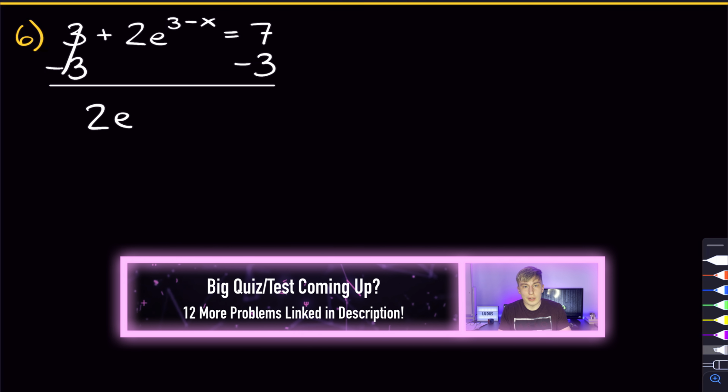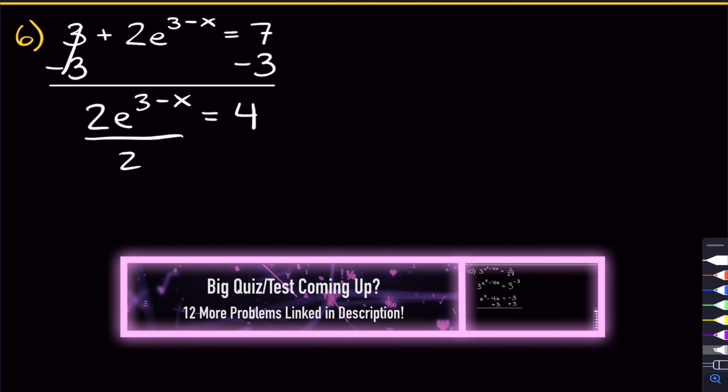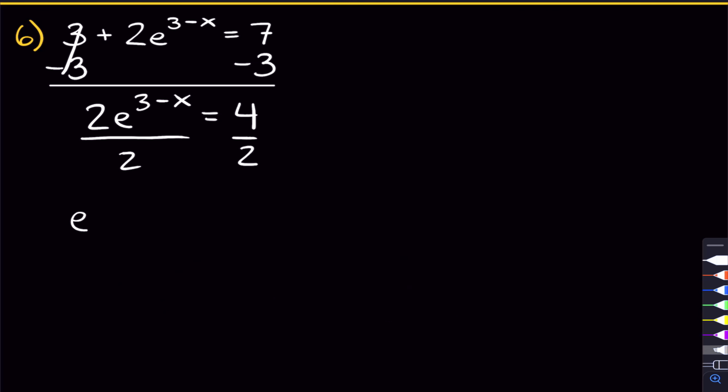And from that, we'll get 2 times e to the 3 minus x is equal to 7 minus 3, which is 4. We can then divide by 2 on both sides, and that will give us e to the 3 minus x isolated now on the left-hand side, and that's equal to 4 divided by 2, which is 2. So now, we can't get common bases here, definitely can't with an e, and since we're dealing with an e, we're going to take the natural log on both sides. So we have natural log of e to the 3 minus x is equal to the natural log of 2.